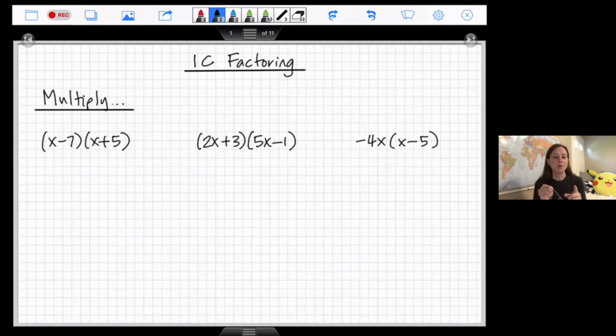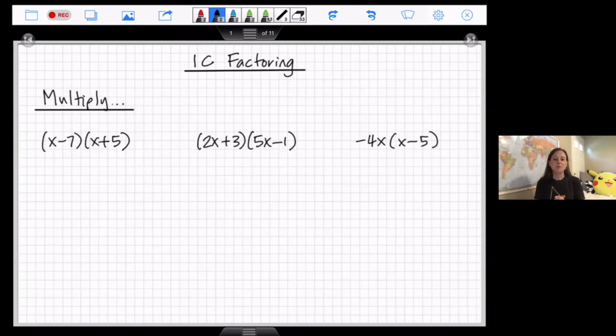Okay, so if you know exactly what to do with these three things sitting on the screen here, pause the video, multiply it out, and then you can fast forward to the end and see if you got the right answer. And if you do, then you can move on to the next video. If you need a refresher on this, that's what I'm going to do here.